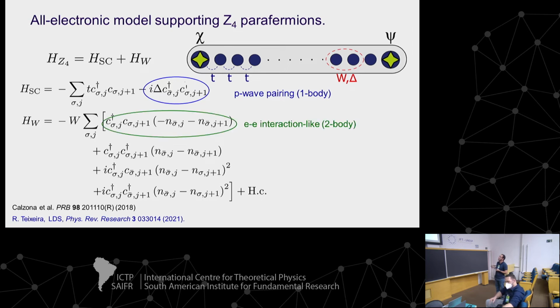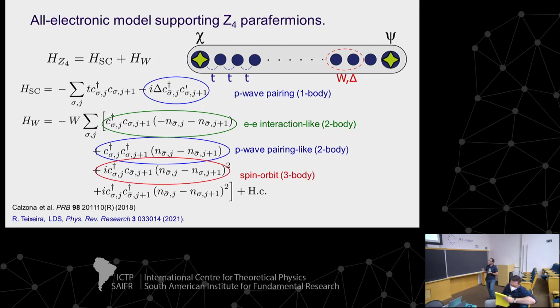You have a two-body-like interaction term with some spin flip at some point. You have some two-body-like p-wave pairing term as well. And you have some sort of spin-orbit kind of term that is three-body in nature. You also have p-wave pairing which is three-body in nature. So you have, say, a number operator with opposite spin, and you have a pairing operator here.